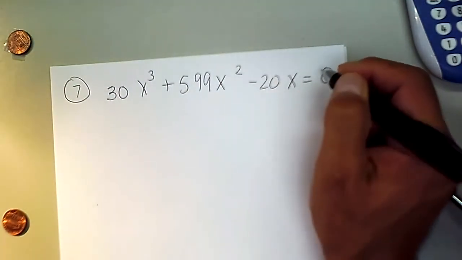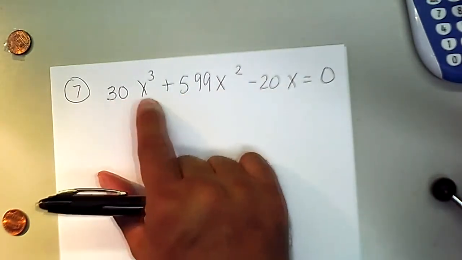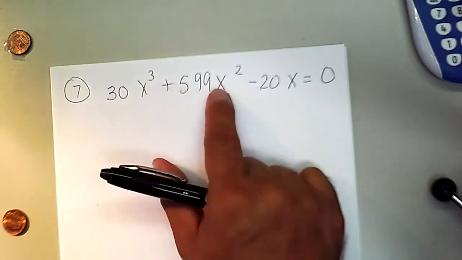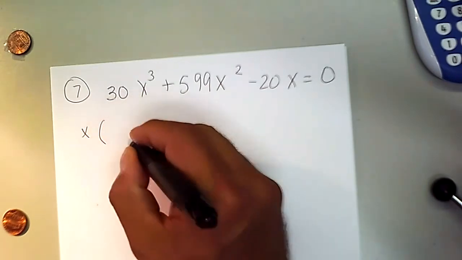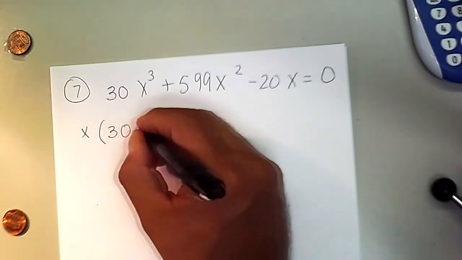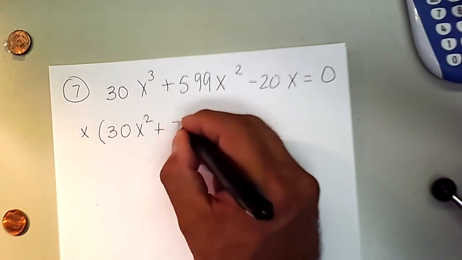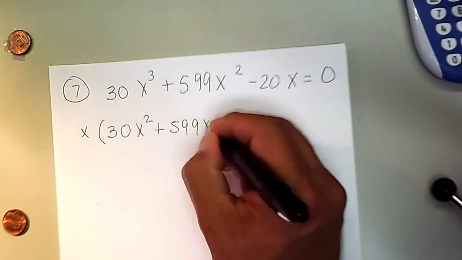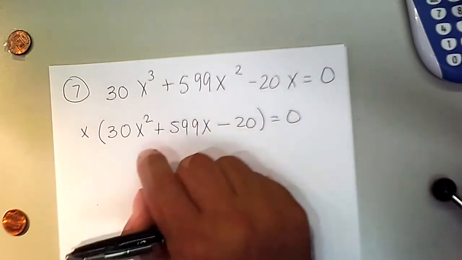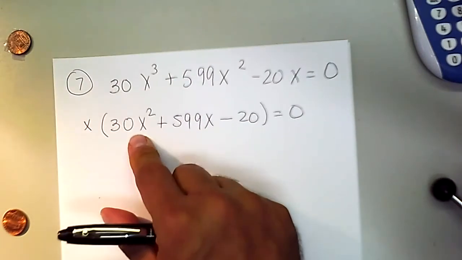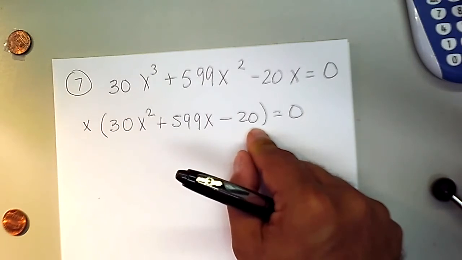Well, in addition to the big gigantic numbers, what I notice is that there are many x's, x, x, x. Factor out the x, just as in the last example. So we got 30x squared plus 599x minus 20 equal to 0. Factoring this will not be obvious or trivial.